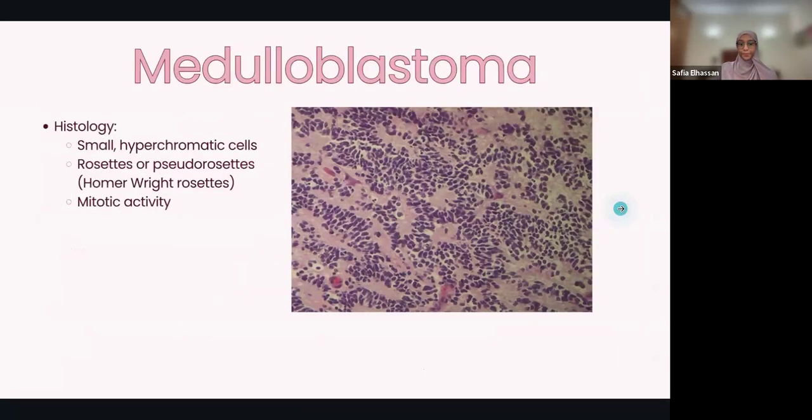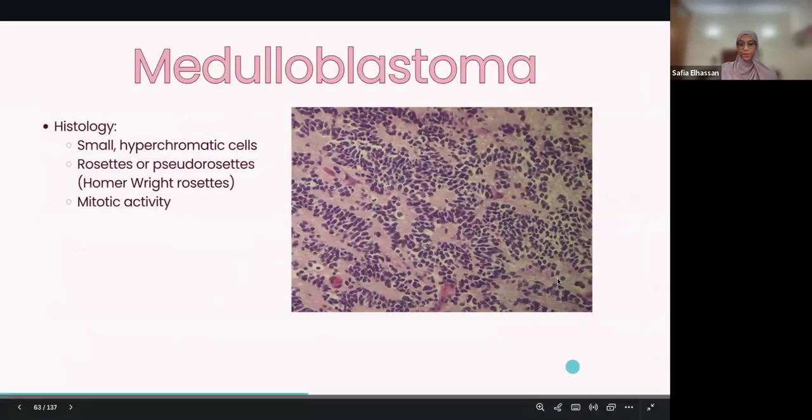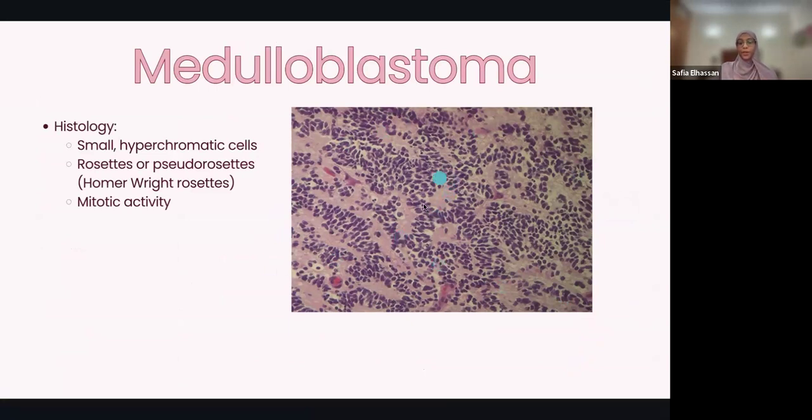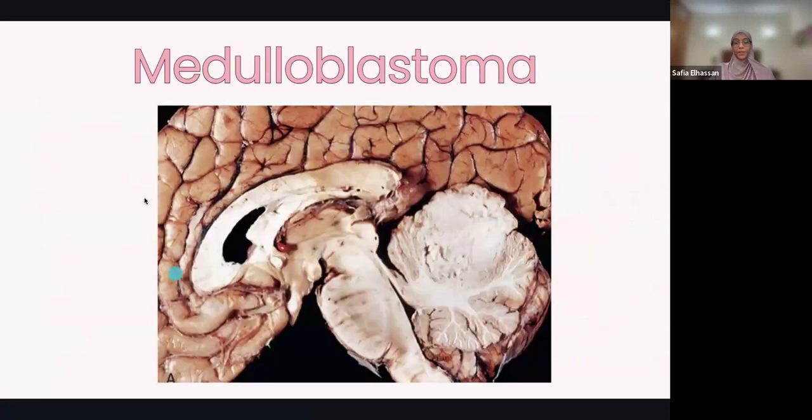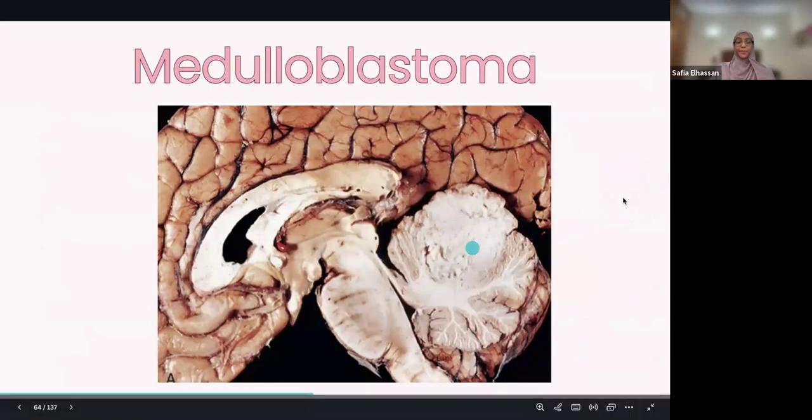So here's what it looks like on histopathology. You can see the Homer-Wright rosettes, which are the rings or the circles of tumor cells that surround the area of neuropil. There's also mitotic activity, which you'd be able to see in some nuclei that are separating, like here. And the cells are small and hyperchromatic, so they have a darker color. And here's what it looks like on gross appearance. So notice how it's in the cerebellum.